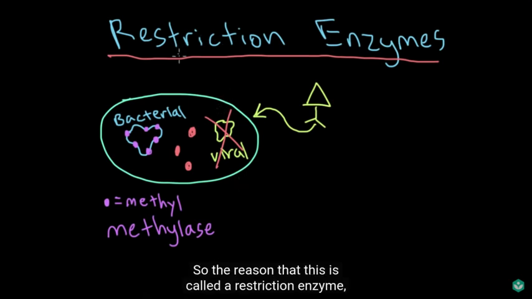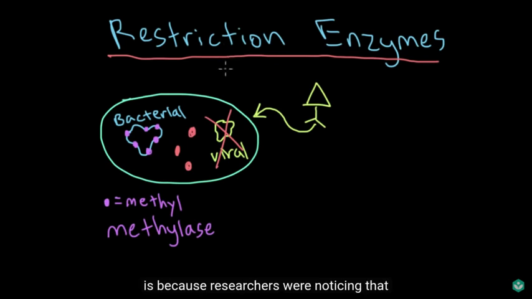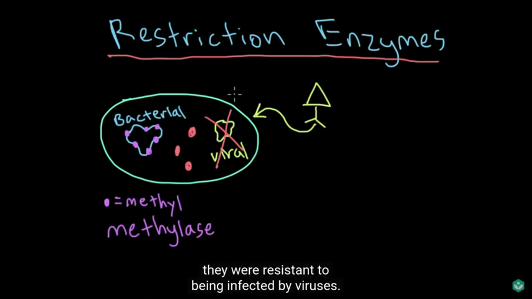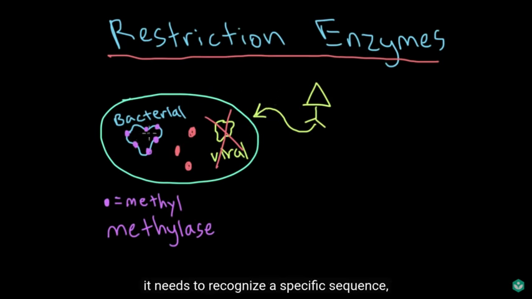The reason that this is called a restriction enzyme is because researchers were noticing that certain bacteria were resistant to being infected by viruses, so they were basically restricting viral growth. Thus, when they figured out what enzyme was causing that, they called it a restriction enzyme because it restricted the growth of viruses.